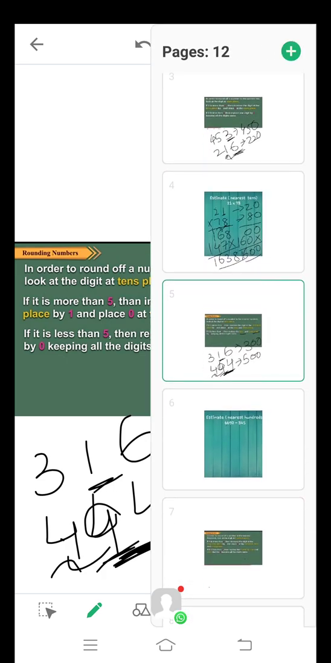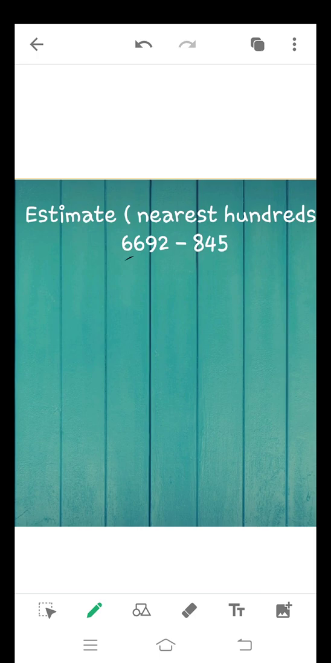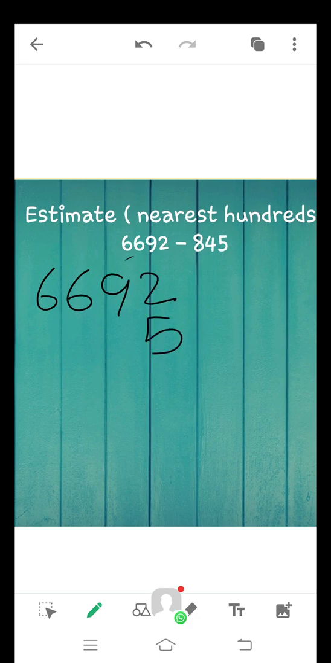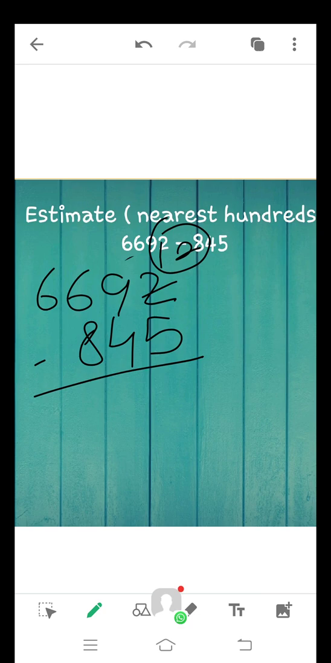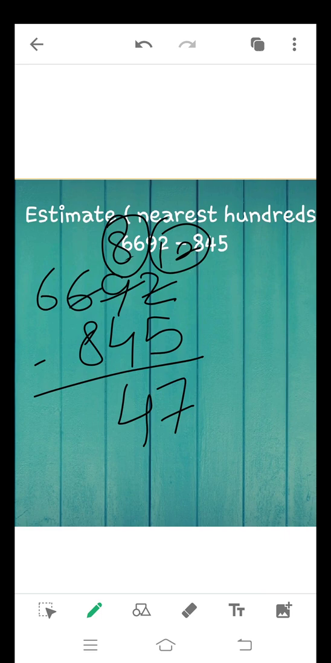Now see example. Estimate nearest 100. 6692 minus 845. Start from the ones place. 5 4 8. Now subtract both the numbers. 5 can't be subtracted from 2, so we take borrow from 9, it will be 12. 12 minus 5 is equal to 7. Here it becomes 8. 8 minus 4 is 4. 8 can't be subtracted from 6, so we take borrow from 6, it becomes 16 and it becomes 5. 16 minus 8 is equal to 8 and 5 as it is.